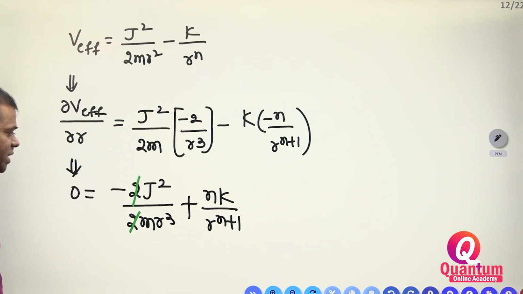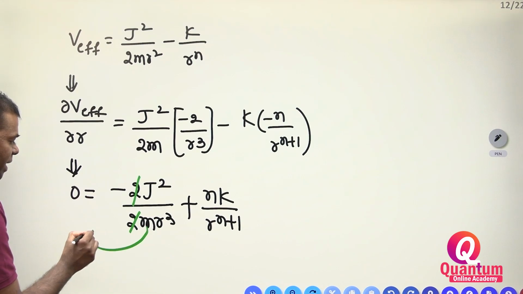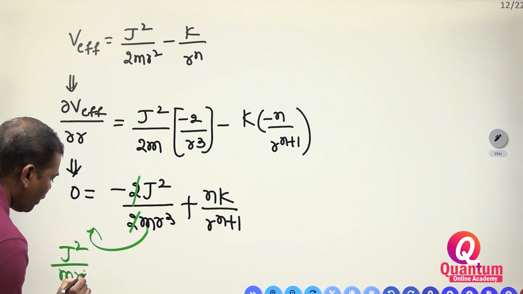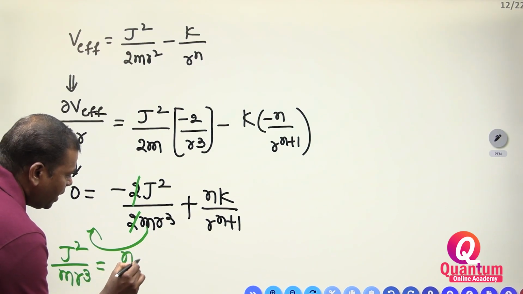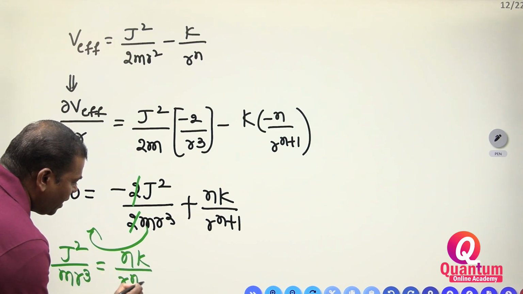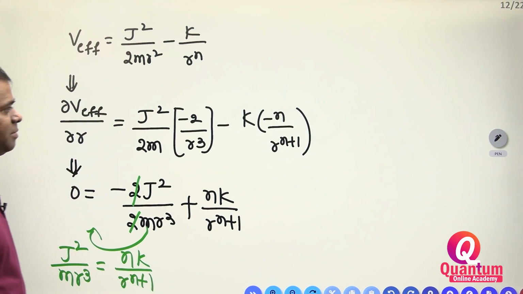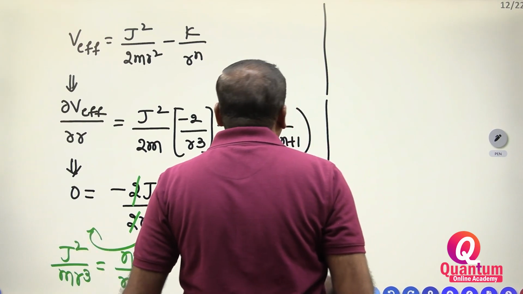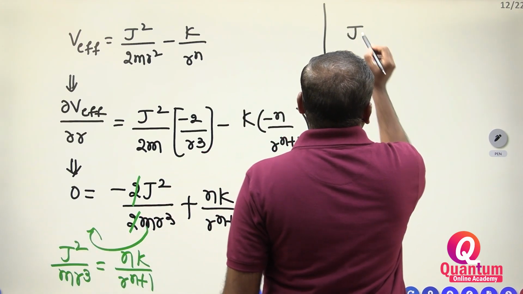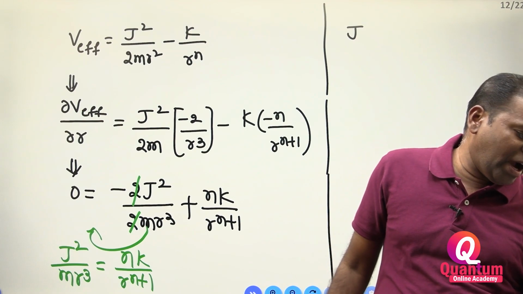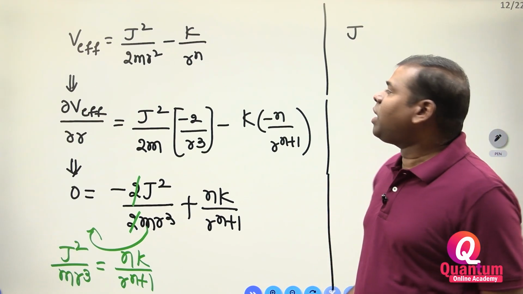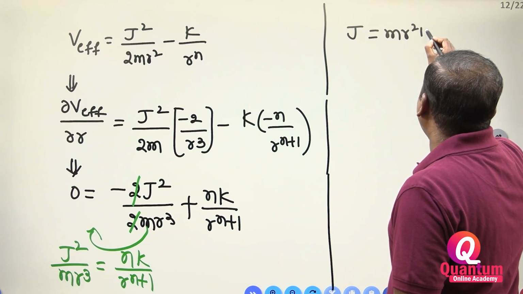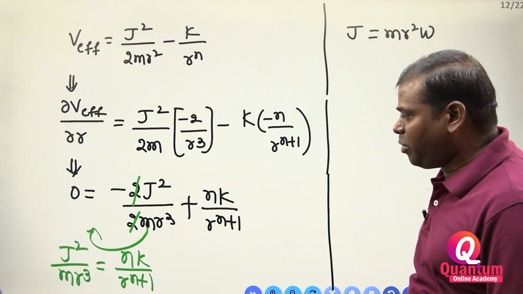The 2 and 2 get cancelled. Now bring this value here. J square by m r cube is equal to nK divided by r to the power of n plus 1. Now J is equal to m r square omega. J is equal to m r square omega.